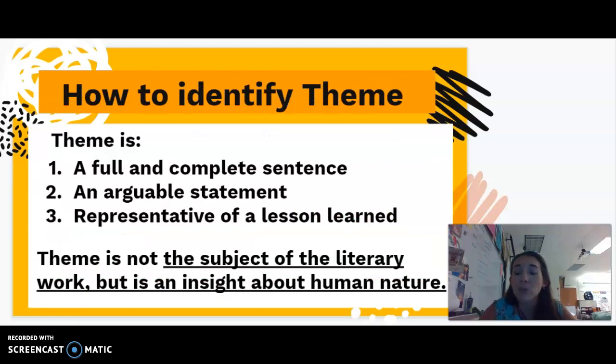More complicated than what is theme is how we identify theme within a piece of text. Theme is a full and complete sentence. It's an arguable statement and representative of a lesson learned. Theme is not the subject of the literary work, but is an insight about human nature.